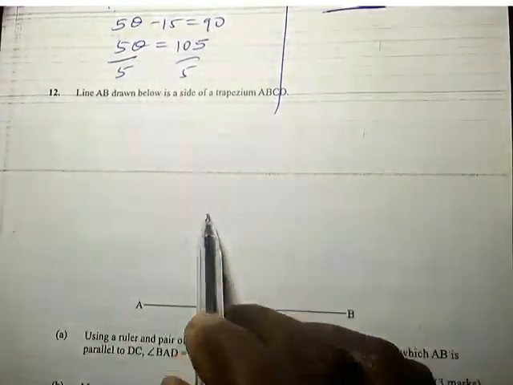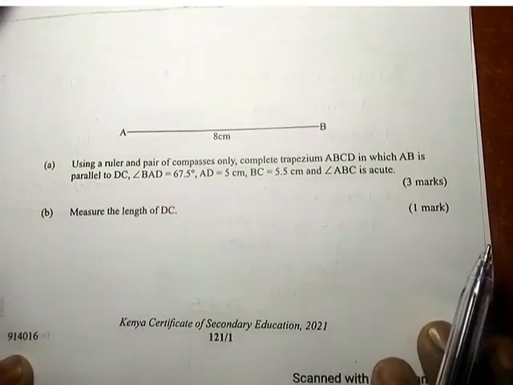Line AB, this is a construction. Allow me not to do that because of time.